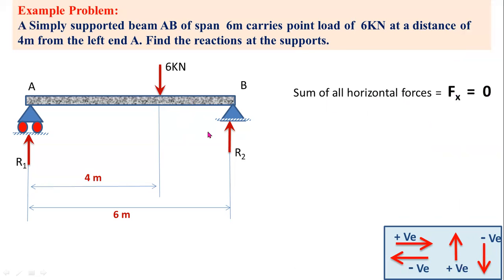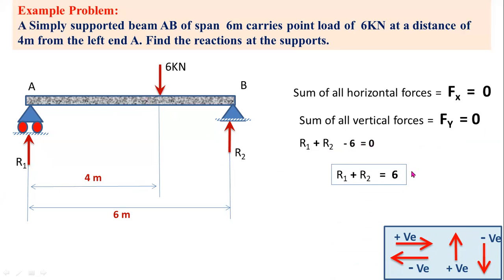Now let's consider vertical forces. Resolve all forces. Sum of all vertical forces Fy equal to 0. Here, R1, R2, and 6 kilonewtons are the three vertical forces. So plus R1 plus R2 minus 6 equal to 0. For upward action, positive sign; for downward action, negative sign. From this equation, R1 plus R2 equal to 6 kilonewtons. This is equation number 1.